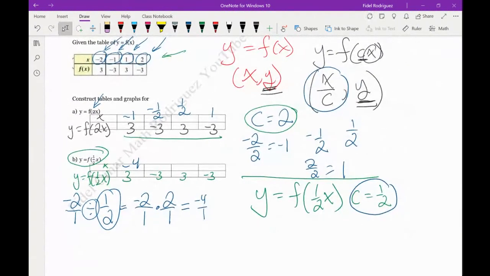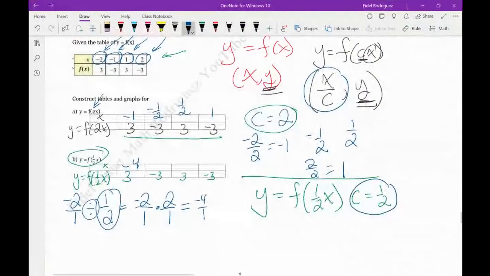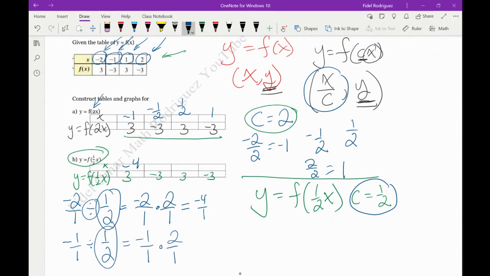And I'm going to do the same thing for the next one. So I'm going to take -1. I'm going to take that over 1, divided by 1/2. -1 over 1 times the reciprocal of this one, 2 over 1. That becomes -2 over 1. Well, that's just -2.